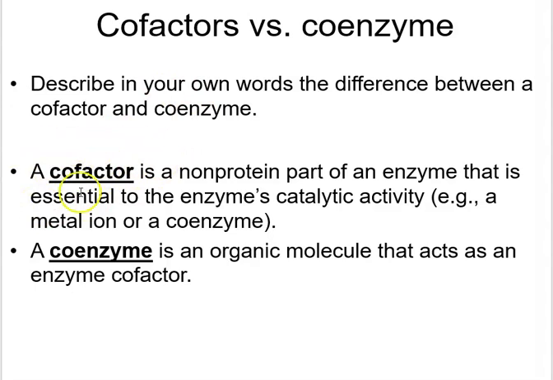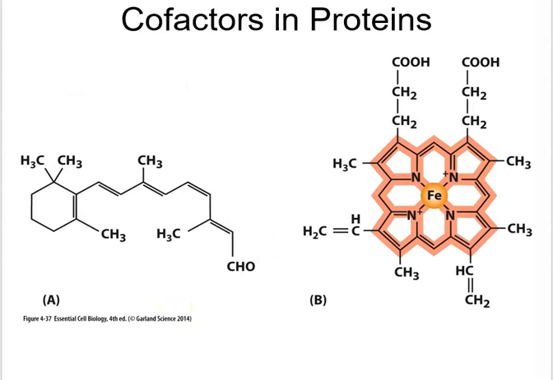But really, a cofactor is more general. Coenzymes more specifically talk about a vitamin. Here are some examples of two different cofactors. On the left is retinol. It's a derivative of vitamin A, and these are found as ligands in the tissues of your rods and cones in your retinal tissue.